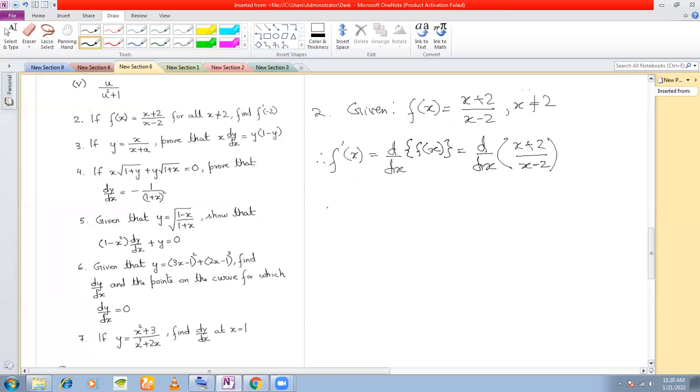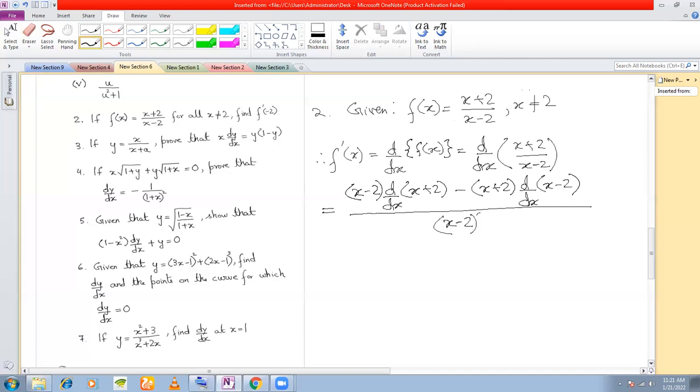Again, we are going to use the u by v rule here to differentiate. So you have the denominator v into d/dx of u, minus u into d/dx of v, divided by the square of the denominator, (x - 2) whole square. This is equal to (x - 2), and d/dx of (x + 2) is 1, right? Because it is a linear polynomial, because the coefficient of x here is 1. So this is simply 1, minus (x + 2).